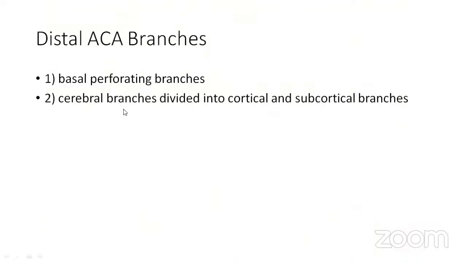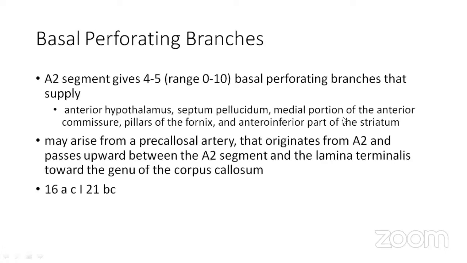Distal ACA branches. These are basal perforating branches and cerebral branches, divided into cortical and subcortical branches. Basal perforating branches: the A2 segment gives 4 to 5, ranging between 0 to 10, basal perforating branches that supply the anterior hypothalamus, septum pellucidum, medial portion of the anterior commissure, pillars of the fornix, and anterior inferior part of the striatum. They may arise from a pericallosal artery that originates from A2 and passes upward between the A2 segment and lamina terminalis towards the genu of the corpus callosum.